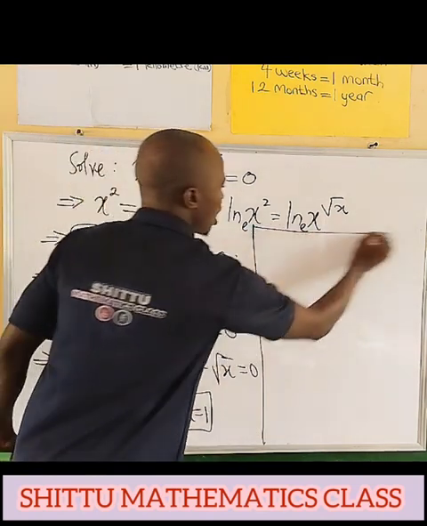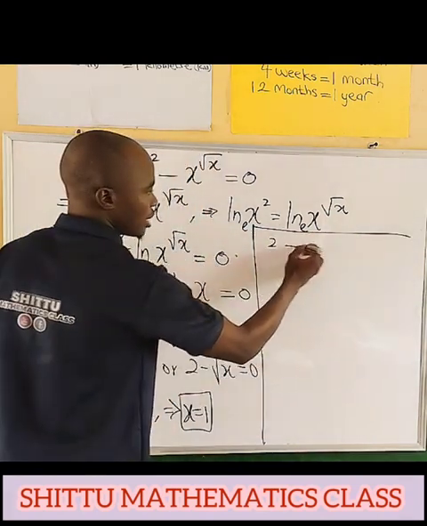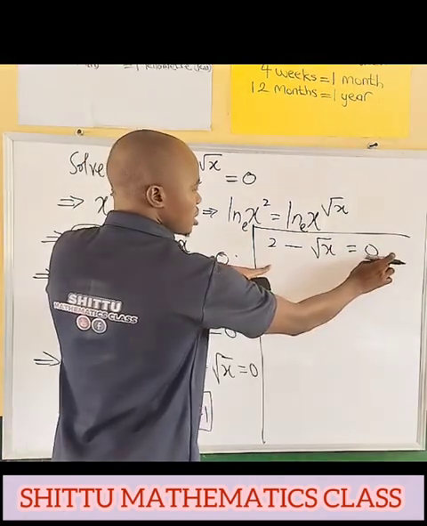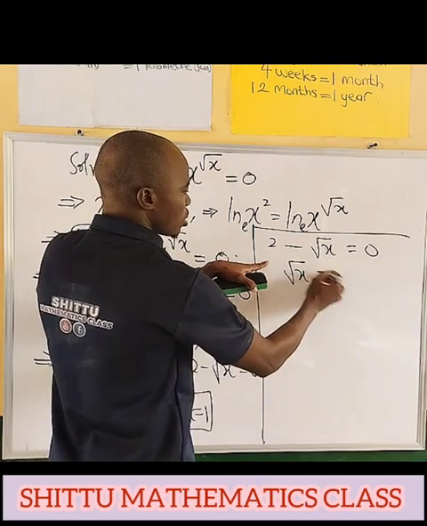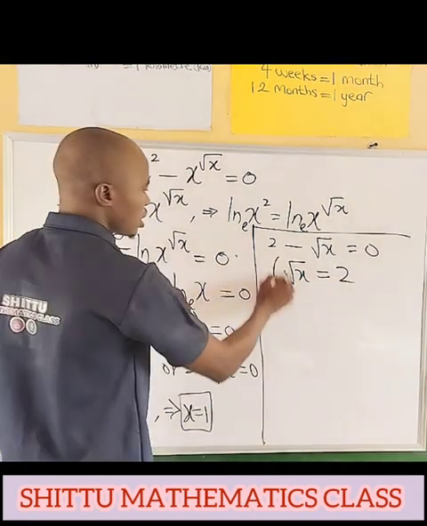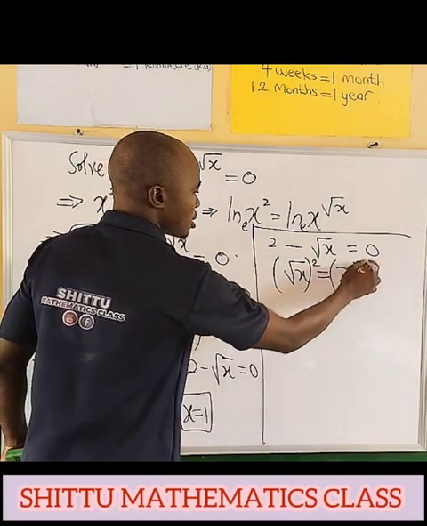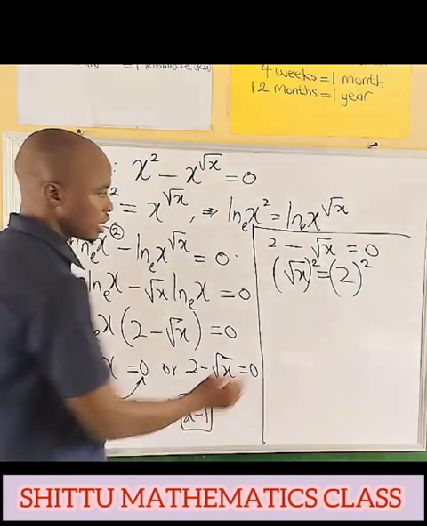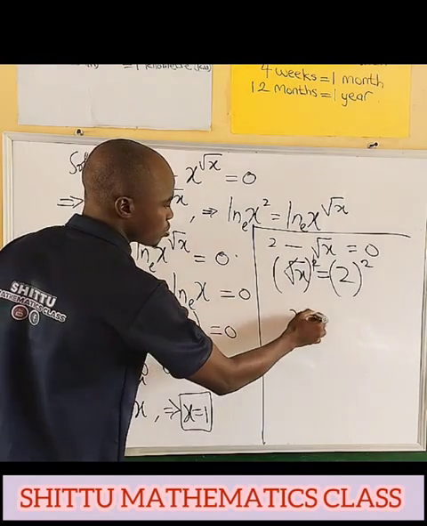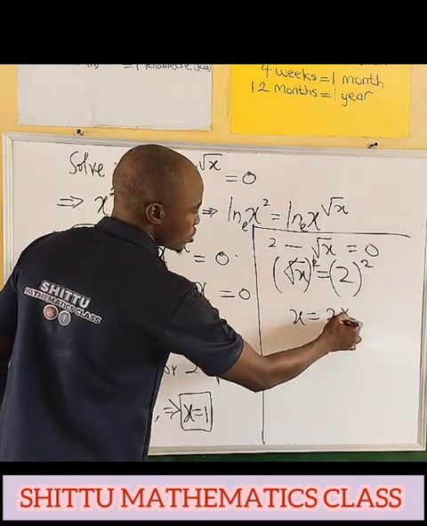So therefore we go back to this second one. We have 2 minus root x equals 0. Sending this to this side, we are going to have root x equals 2. Now from here, what's the next thing to do? We can square both sides. We are going to square this, we cancel the square root. We have x equals 2 squared, same thing as 2 times 2.